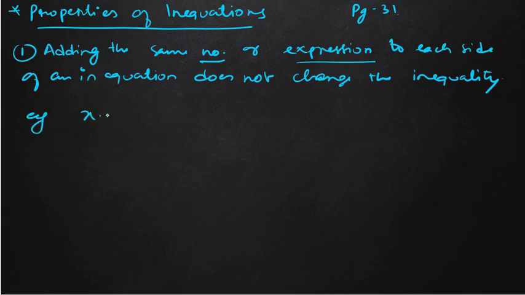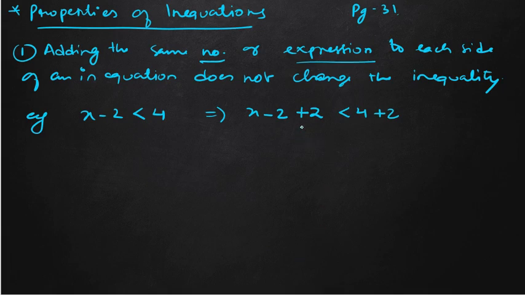Okay, so suppose we take one example. Suppose x minus 2 is less than 4. The inequality is x minus 2 is less than 4. There are two sides, this part and this part. If we add the same number to the left hand side and the right hand side, the sign of the inequality will not change. So suppose we add 2 on both sides: x minus 2 plus 2 is less than 4 plus 2, then this will not change anything.